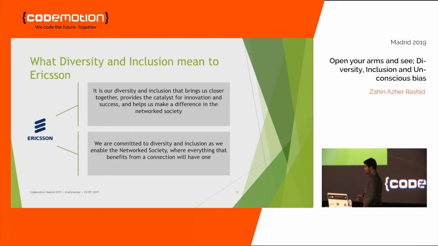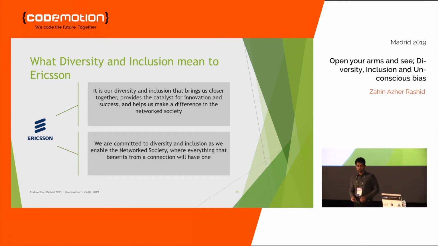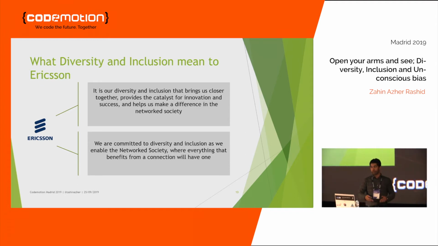Since I work at Ericsson, I must mention what diversity and inclusion mean to Ericsson. It is our diversity and inclusion that brings us closer together. It provides a catalyst for innovation and success and helps us make a difference in the network society. We are also committed to diversity and inclusion as we enable the network society, where everything that benefits from connection will have one. So it is clear that the main goal and agenda is to build a network society to connect the world.